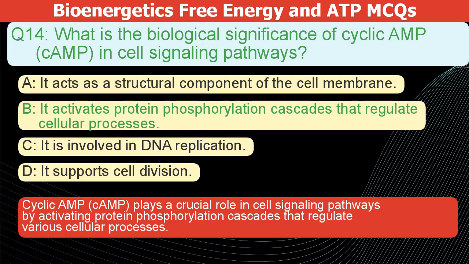The correct answer is B. Cyclic AMP, or cAMP, plays a crucial role in cell signaling pathways. It activates protein phosphorylation cascades that regulate various cellular processes.